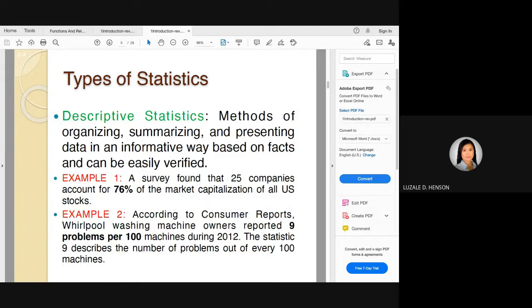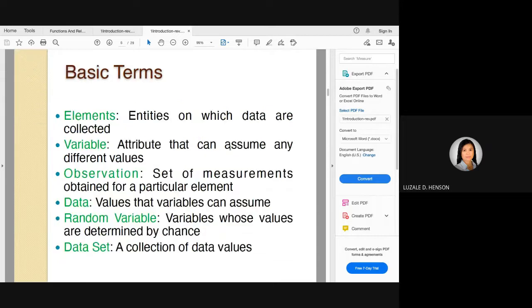There is no inferential approach. You have to only describe in terms of measures of central tendency and measures of dispersion. So descriptive statistics. Basic terms that you need to understand. When you deal with data, you have to understand what is an element, what is a variable, observation, data, random variable, and data set. So I'm going to discuss each one of this in the next slide.